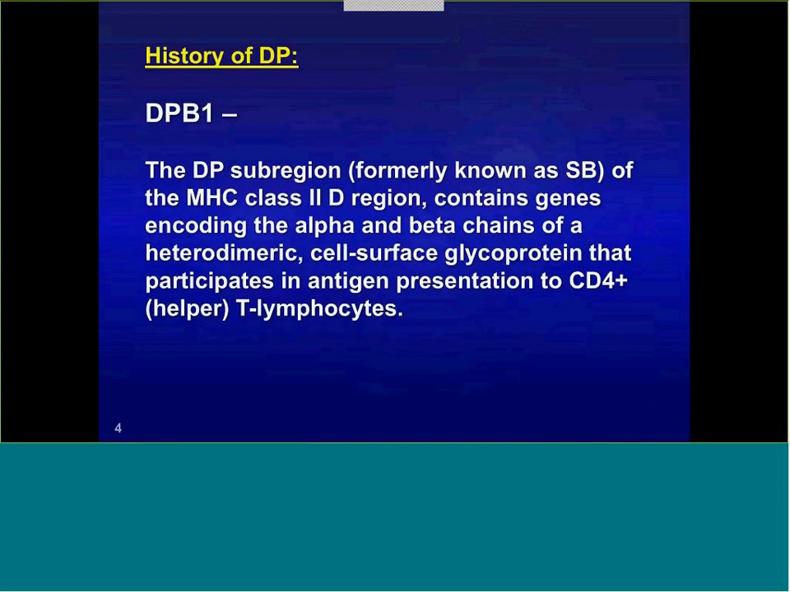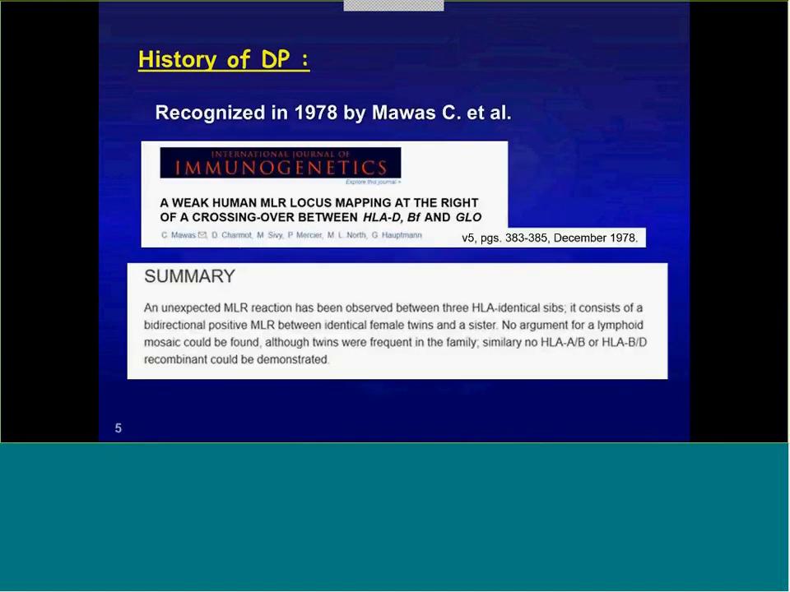As we think about the history of it, let's go back to when it was first described. It was originally described as SB, and that stands for secondary B cells, and it was shown that it contains genes encoding alpha and beta chains of a heterodimeric cell surface glycoprotein participating in antigen presentation. On the next slide, we can go even further back in history and see that it was about 40 years ago that what we now refer to as HLA-DP was first discussed.